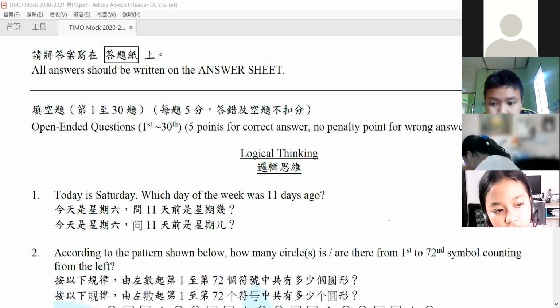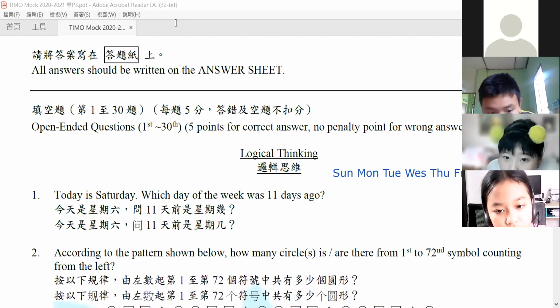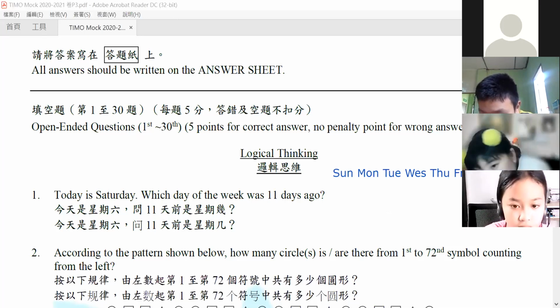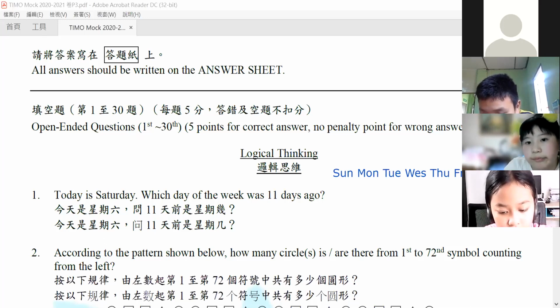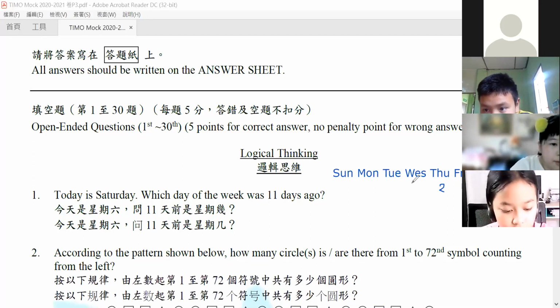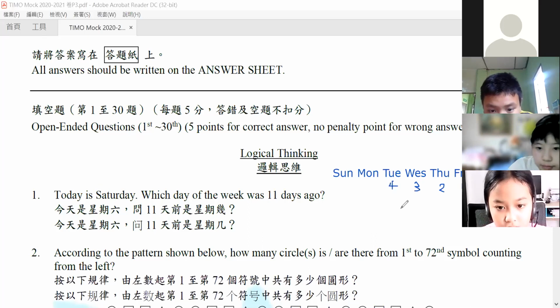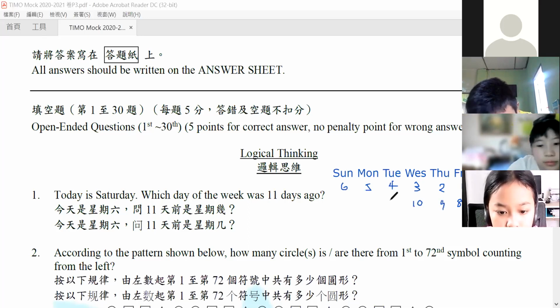Now, according to our question, today is Saturday. So let's give it a star. What is the day yesterday? Which day of the week was yesterday? It should be Friday, right? So 2 days before is Thursday, 3 days before is Wednesday, 4 days before is Tuesday, 5 days before is Monday, and then 6 days before is Sunday. And then we can go on and on. We know that 9, 10, and then we'll go to 11. 11, what day is it?